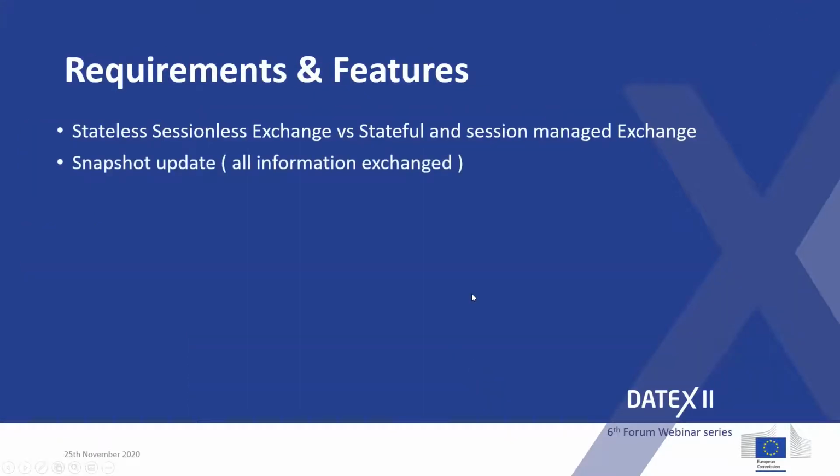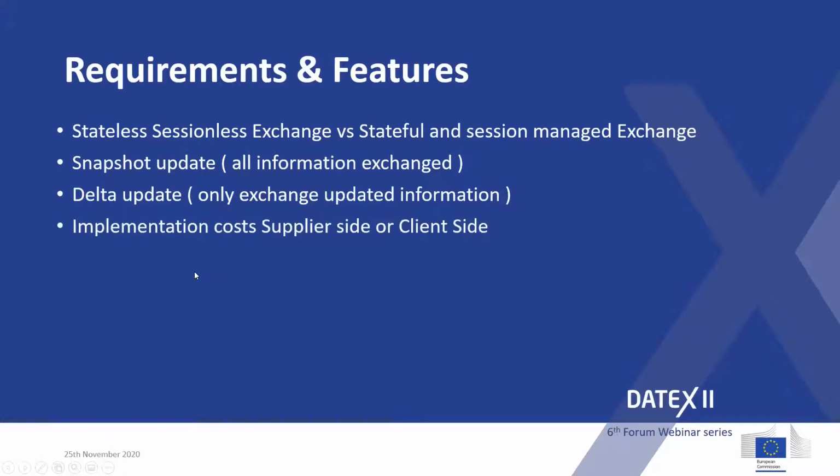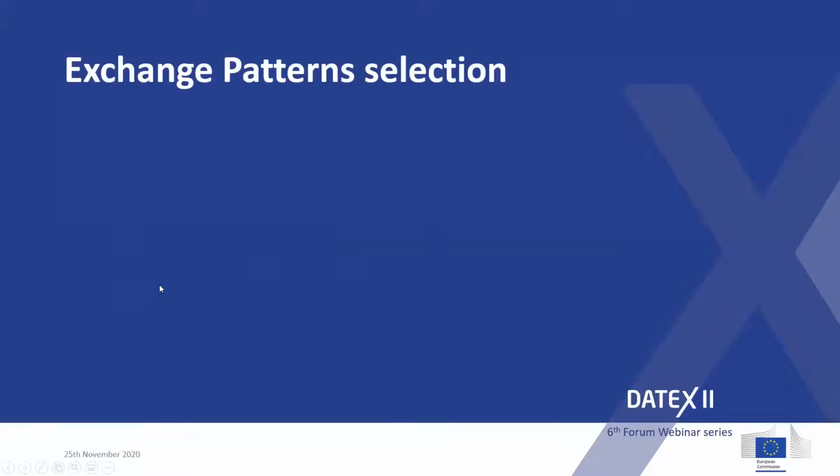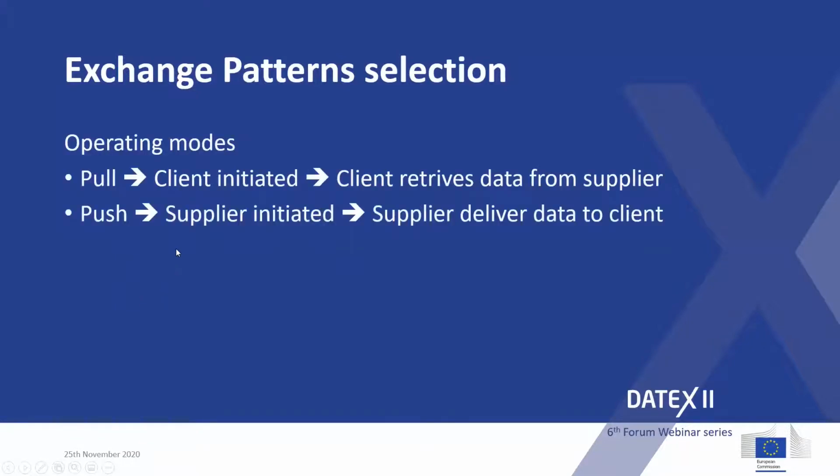These are examples of requirements and features enabled by the features. So stateless, sessionless exchange versus stateful and session-managed exchange. Snapshot update versus delta update, or incremental update, only exchanging updated information. Implementation cost, supplier side or client side. These are all the set of requirements which are listed in our specification.